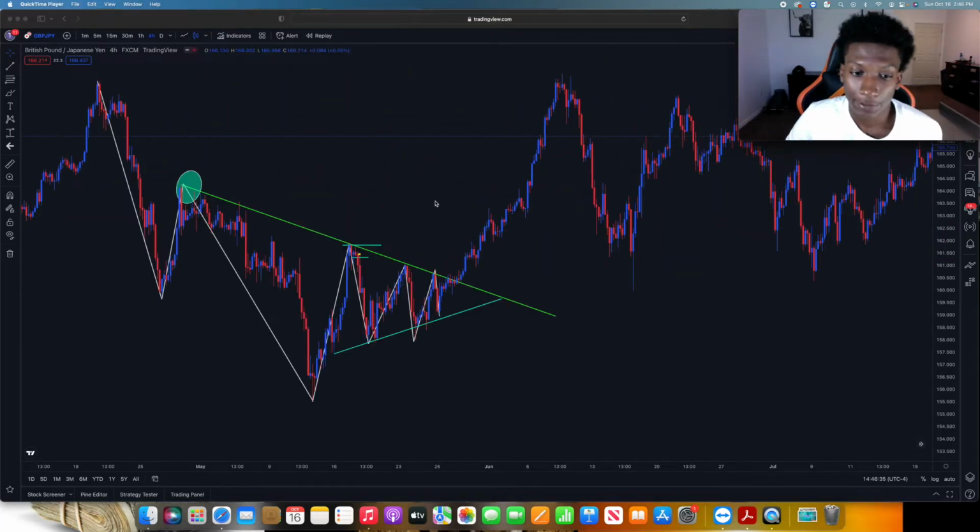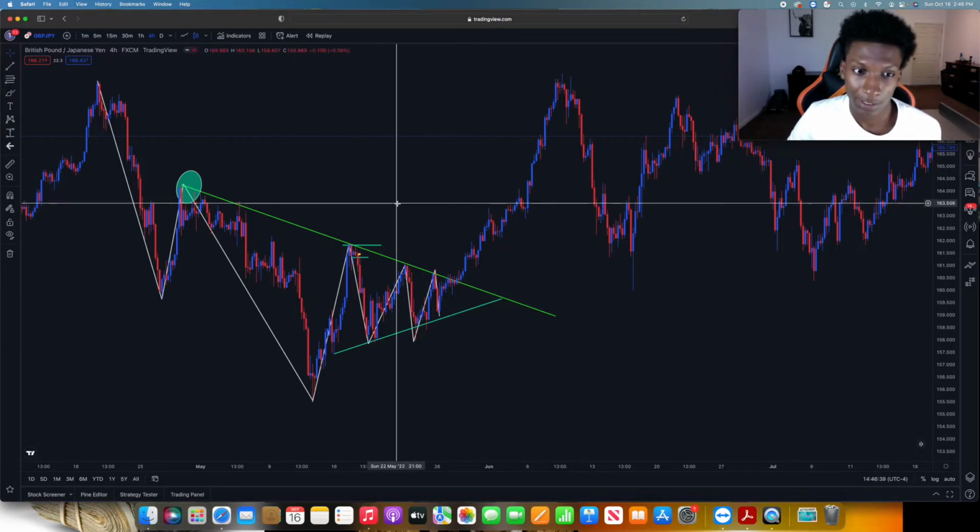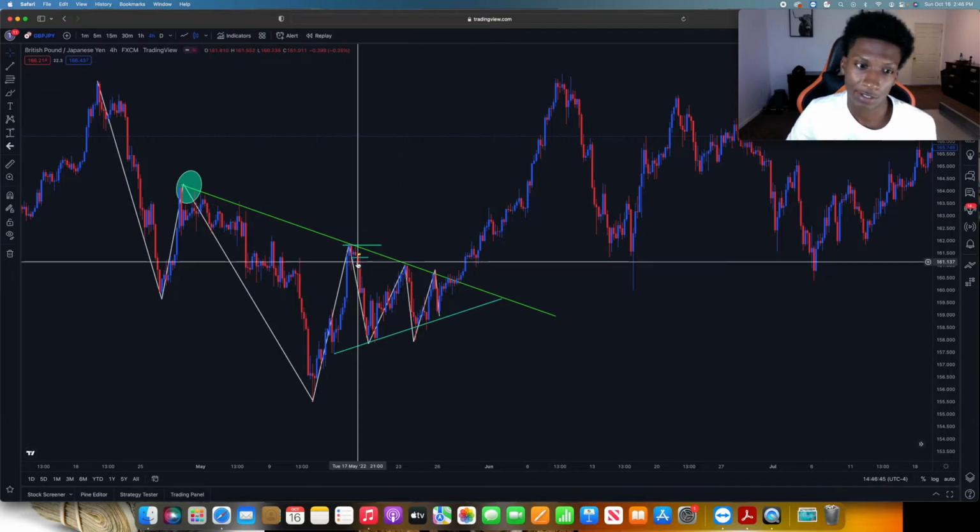Like I was explaining, that was just a way you can execute some sales using this trend line opportunity. We saw it and took advantage of the sales to take advantage of this move here.